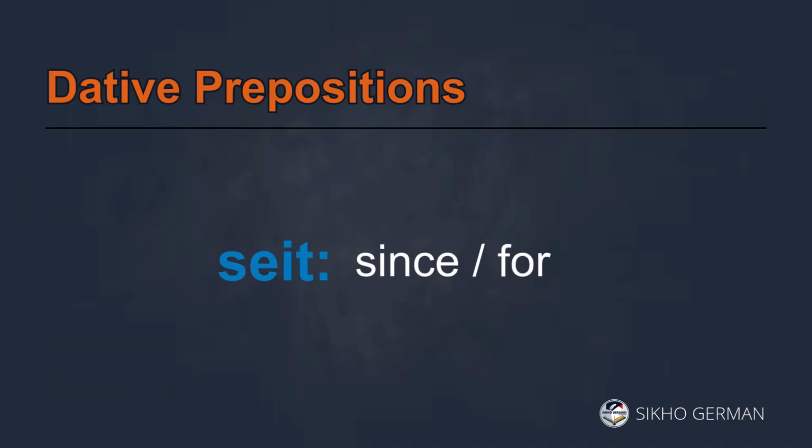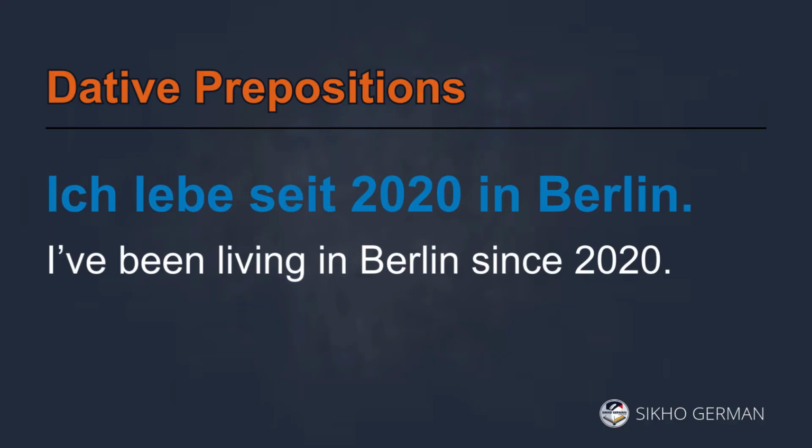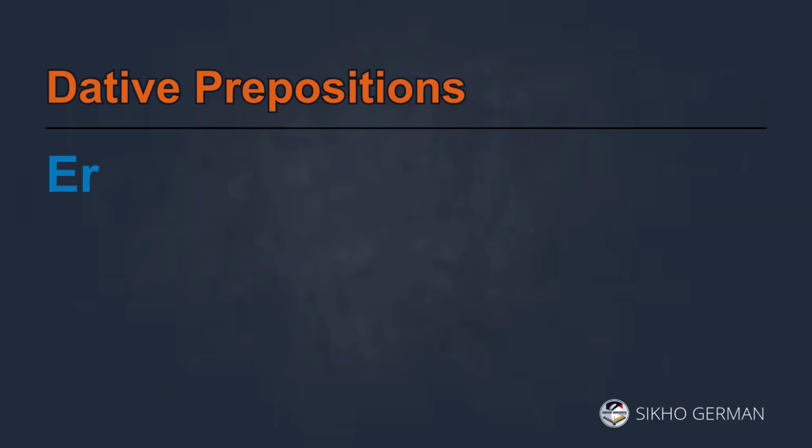Now let's look at seit, since or for. This is crucial for talking about time duration. Ich lebe seit 2020 in Berlin. I've been living in Berlin since 2020. When giving a specific starting point, a date or year, seit means since. In German, you use the present tense with seit to describe ongoing situations, not the present perfect like in English.